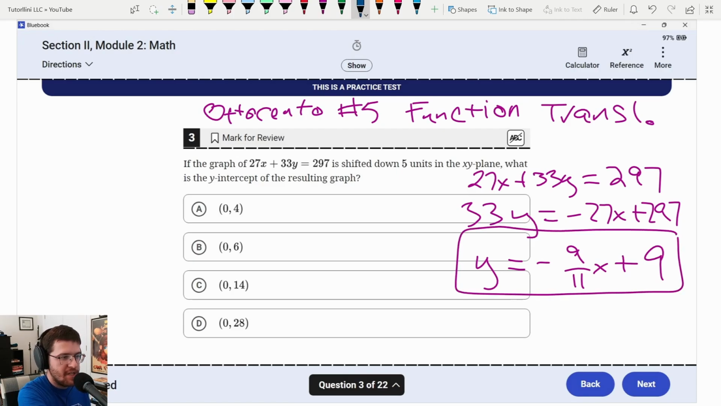I don't even really need to use f of x minus h plus k, but hopefully you guys can kind of see that if the y-intercept is 9 and if I move down 5, so 9 and then down 5 would put me at 4, which is answer choice A.